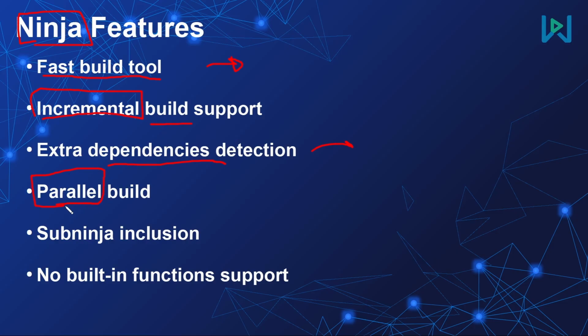Ninja does support parallel build. This is similar to Make. And hence, we can execute the different Ninja rules in different threads or processes. Similar to Make, Ninja does support inclusion. Means we can split our project in multiple Ninja files, and then we can include all those sub-Ninja files within the main Ninja build file. However, Ninja does not support any built-in functions like Make. Also, Ninja does not support recursive execution like makefile.